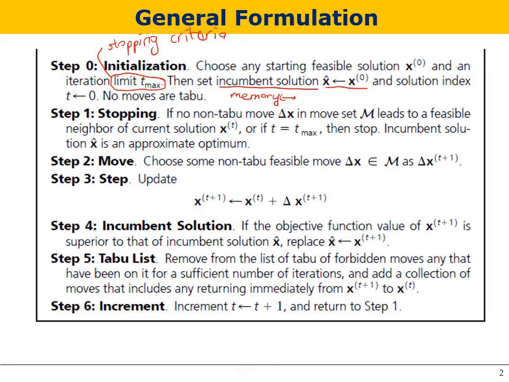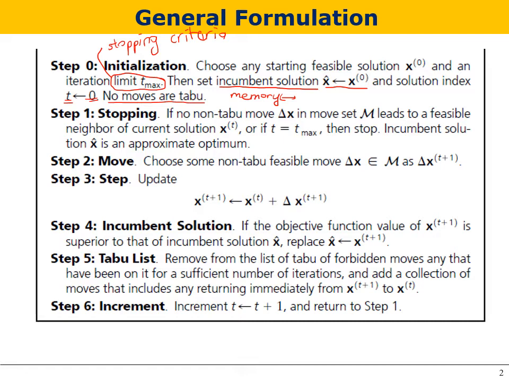Then this T is the solution index, and the solution index is currently 0. And it says that no moves are taboo. So here we are keeping a list of taboo moves. We will talk about it. And initially, there are no taboo moves. The so-called taboo list is empty.